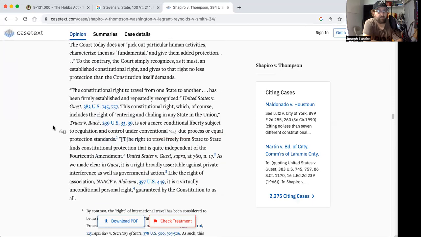Yeah, there's a lot of other ones. There's another one, but it's not about the right to travel. Okay, the right to travel freely from state to state finds constitutional protection that is quite independent of the 14th Amendment. United States versus Guest again. As we make clear in Guest, it is a right broadly assertable against private interference as well as governmental action, like the right of association.